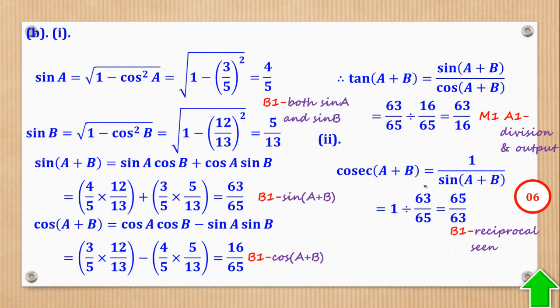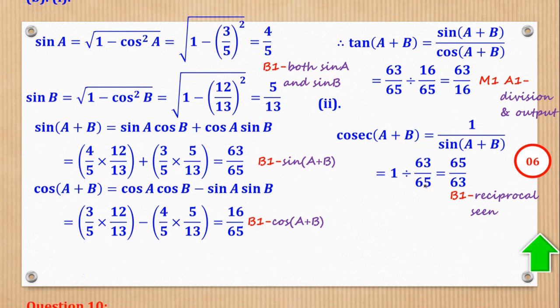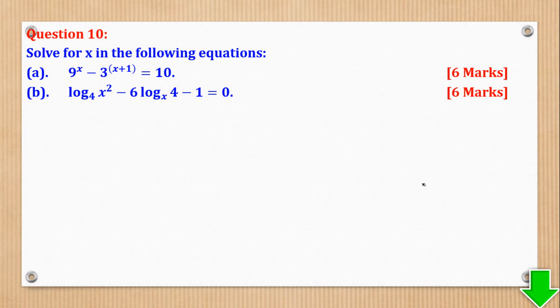So that's how we could get the 6 marks on that part. Then question 10 says, solve for x in the following. So this is indices, this is logarithm. Let's start with part A.